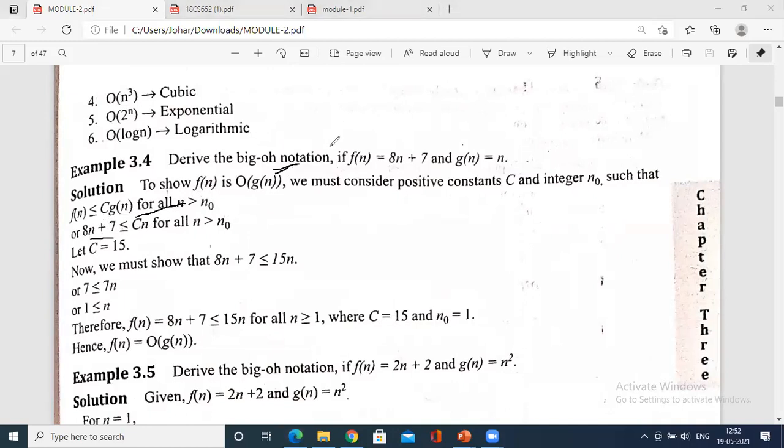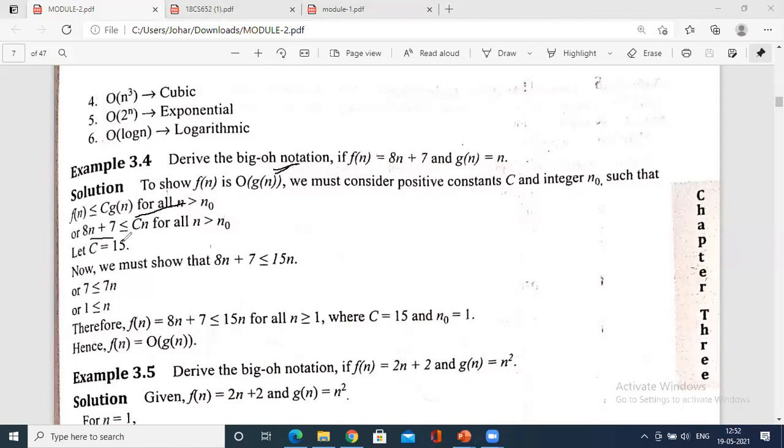f of n is given, no? So that is less than or equals to C of G of n. So what is C of G of n here? Given G of n is n. So let me plot that also. That is minimally equals to 7 plus 8 is 15. So let us assume C equals to 15.